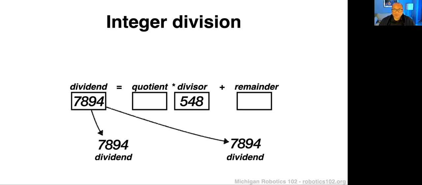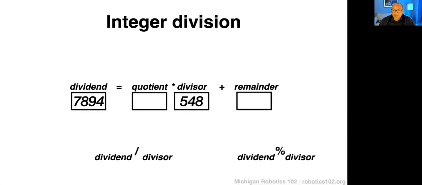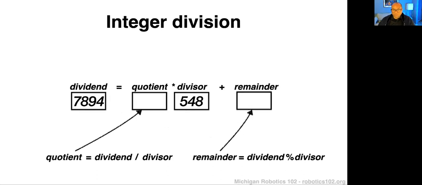And so in this case, we can take the dividend, we can access that and say, all right, the 7894 is going to be in the dividend role. And then for our divisor, we're going to put the 548 in the divisor role. We can then perform our operations or maintain those relationships. We don't really care what those numbers are, but as long as they are fulfilling those roles, then we can perform the operations and put them into their proper place. And so the quotient in this case will be 14. Our remainder will be 222.